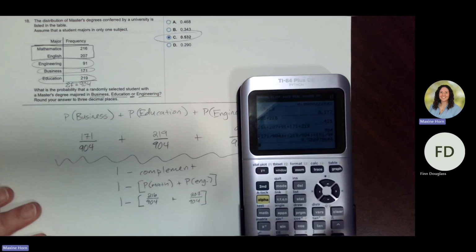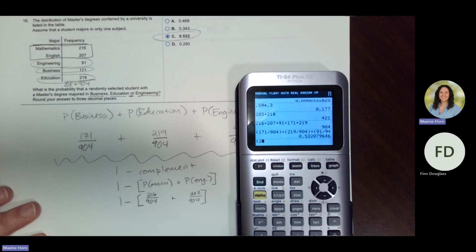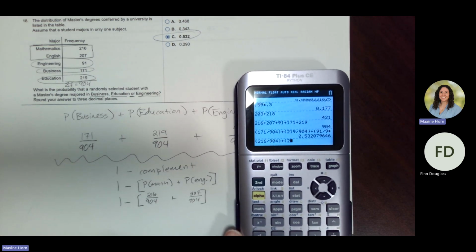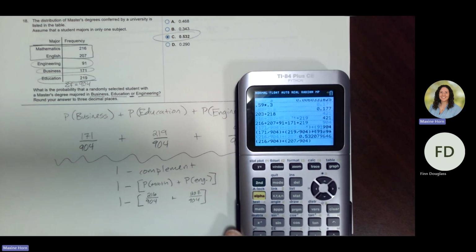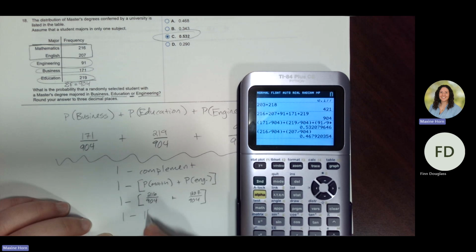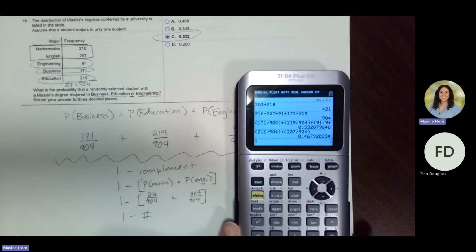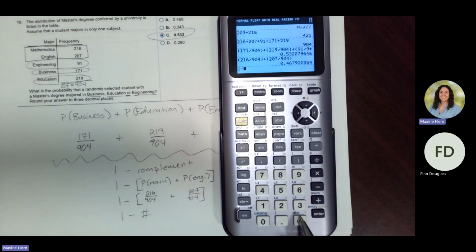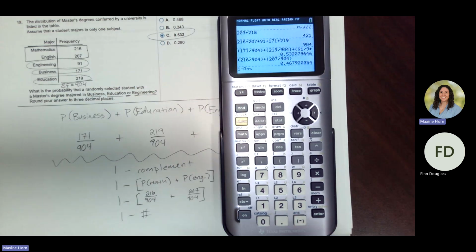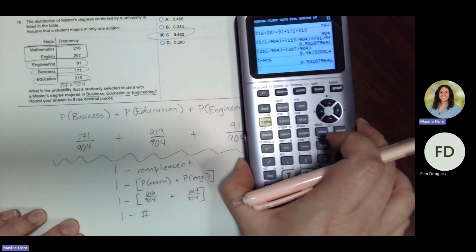So if I go to plug that into the calculator, I have 216 out of 904 plus 207 out of 904, and I get this number. I'm not going to write it down, but it's some number. I want to do 1 minus that number. And we talked about this before. If I want to use the answer, I'm going to do second and then answer. So 1 minus that, and I'm still getting that 0.532. So it's up to you which of these options feels easier.